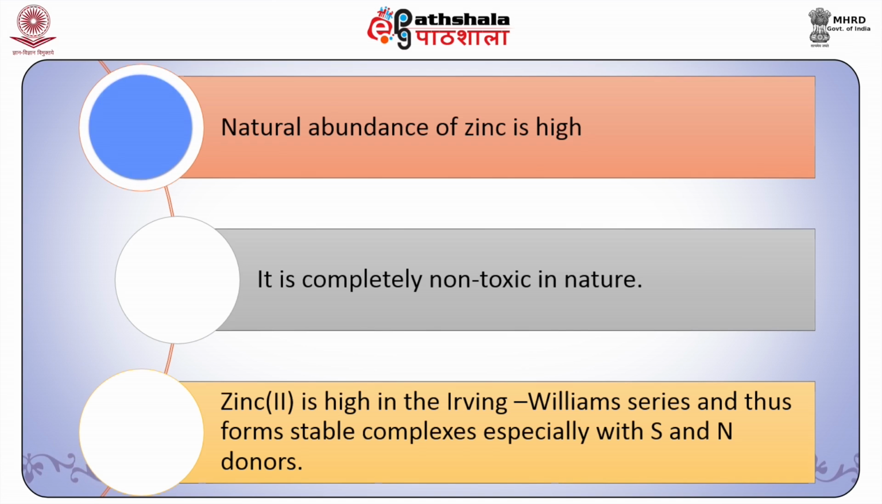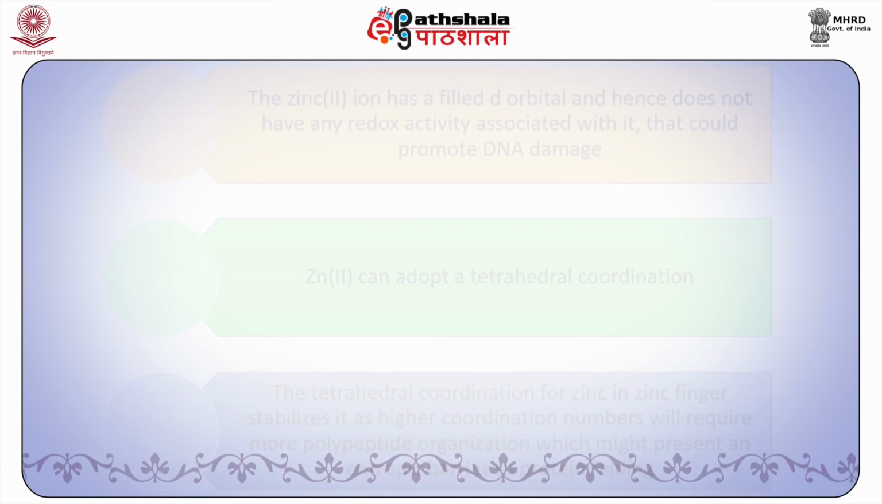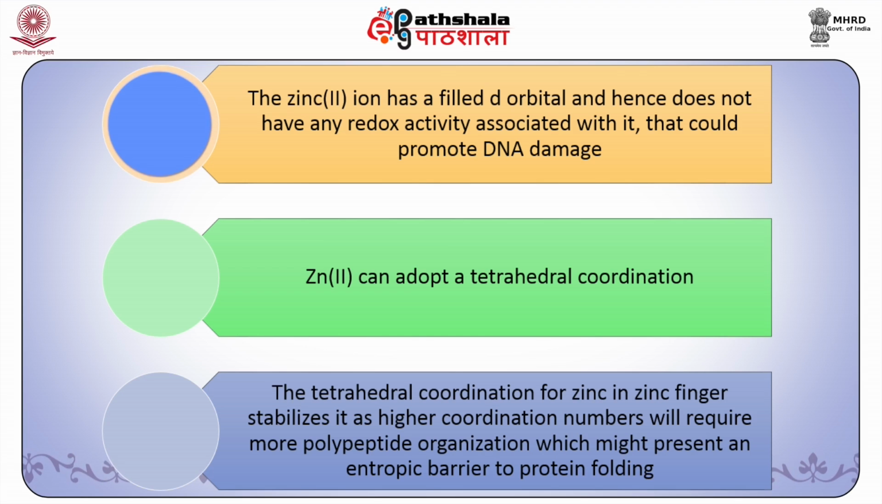The natural abundance of zinc is high. It is completely non-toxic in nature. Zinc(II) is high in the Irving-Williams series and thus forms stable complexes, especially with sulfur and nitrogen donors. Zinc(II) has a filled d orbital and hence does not have any redox activity associated with it that could promote DNA damage.